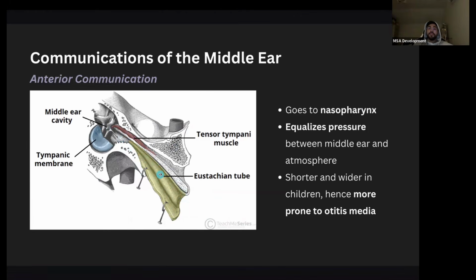And why children usually have a higher incidence of otitis media is because the eustachian tube is going to be shorter and wider in children. Hence, they're going to be more prone to otitis media.